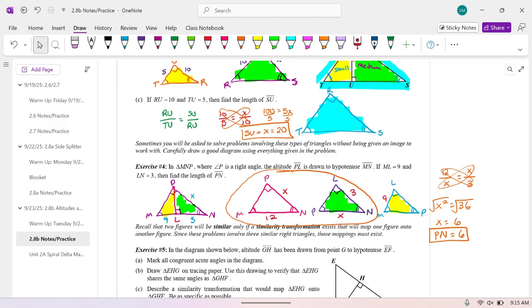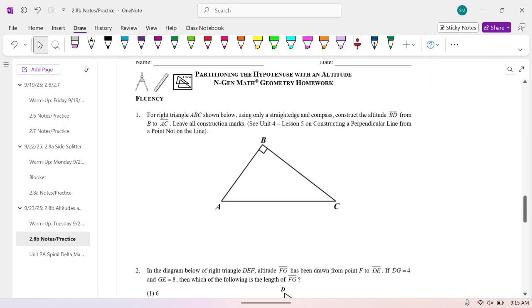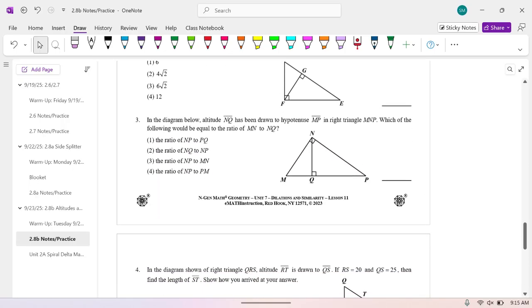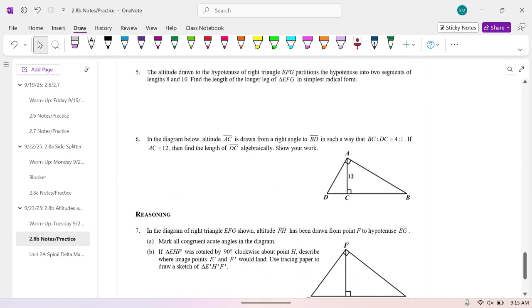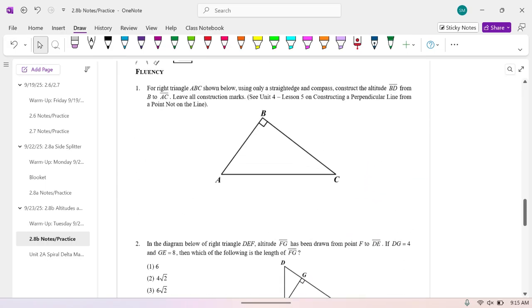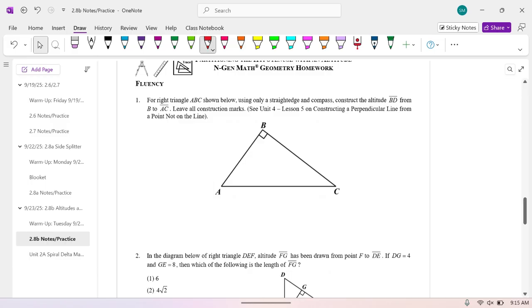All right, so your homework for tonight will be pages 15 and 16, but I want you guys to skip number 1. So you do not need to do number 1.